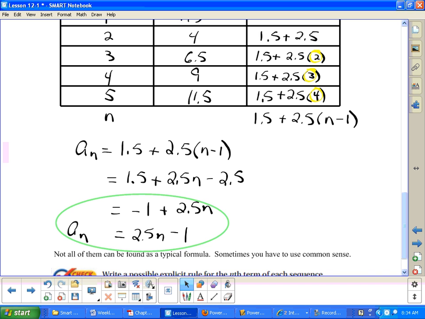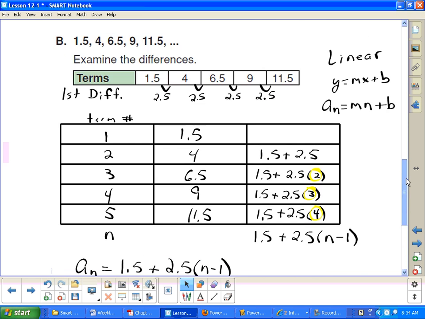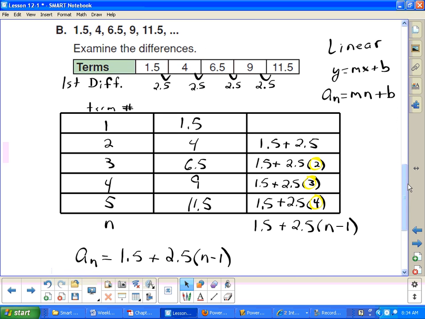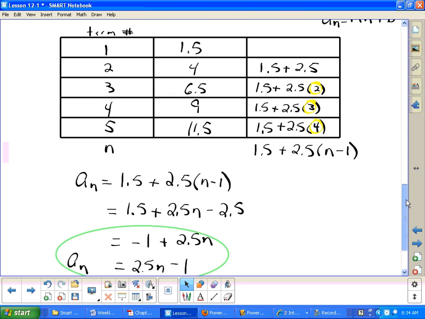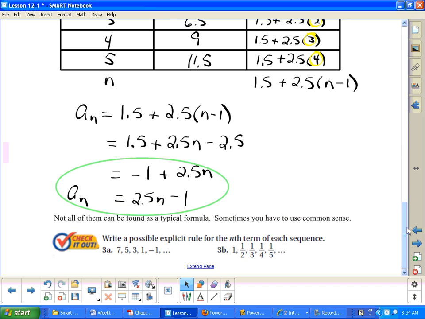Right. But so what did we do? We made a table. First column, term number. Second column was the term value. And then we used our starting number, the very first number we had. Okay, what did I use from that number to get the next one? And then to get the next one after that, to be able to get that explicit formula.